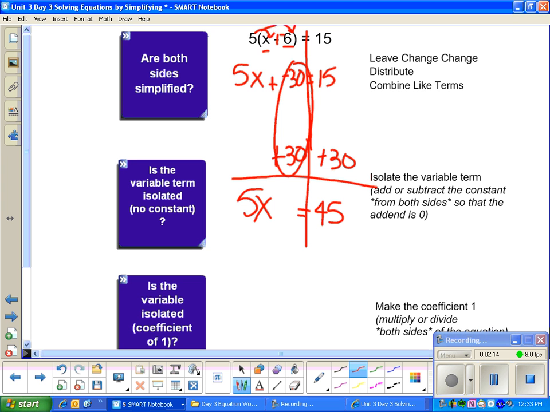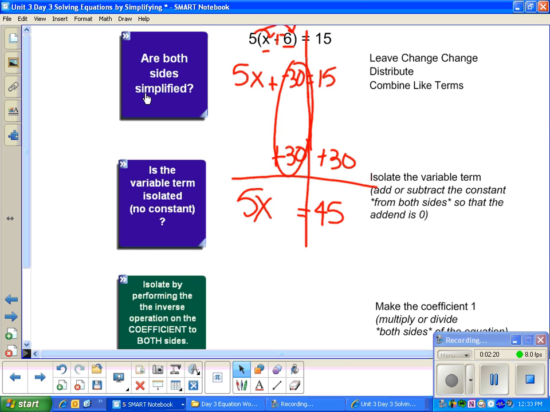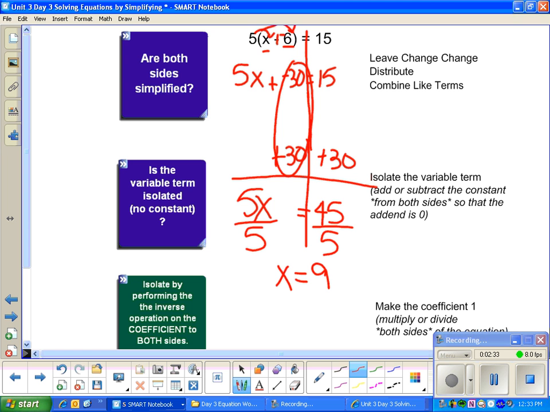And so what is the inverse operation to multiply by 5? It is divide. Okay, so we're going to perform the inverse operation on x's coefficient, divide both sides by 5, and I end up with x is equal to 9. Cool.